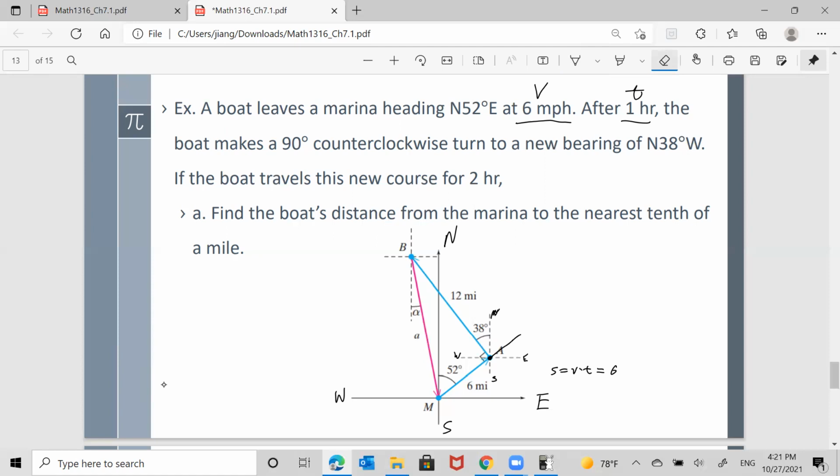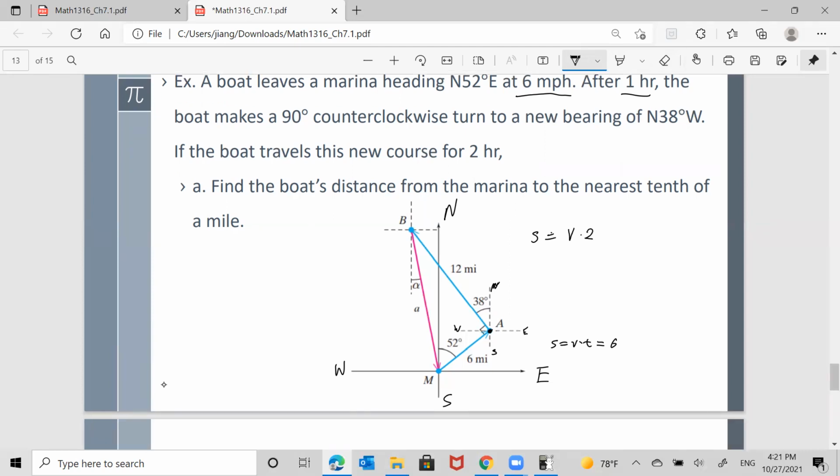Okay, so what's the next step? From here to here, it travels 2 hours. That means the new distance from A to B equals the speed V, that's 6, times the new time, that's 2 hours. 6 times 2 equals 12. From A to B is 12. Okay, oh, I see. This is a right triangle, and we know these sides, so I can find the hypotenuse. That's what the question is asking for.